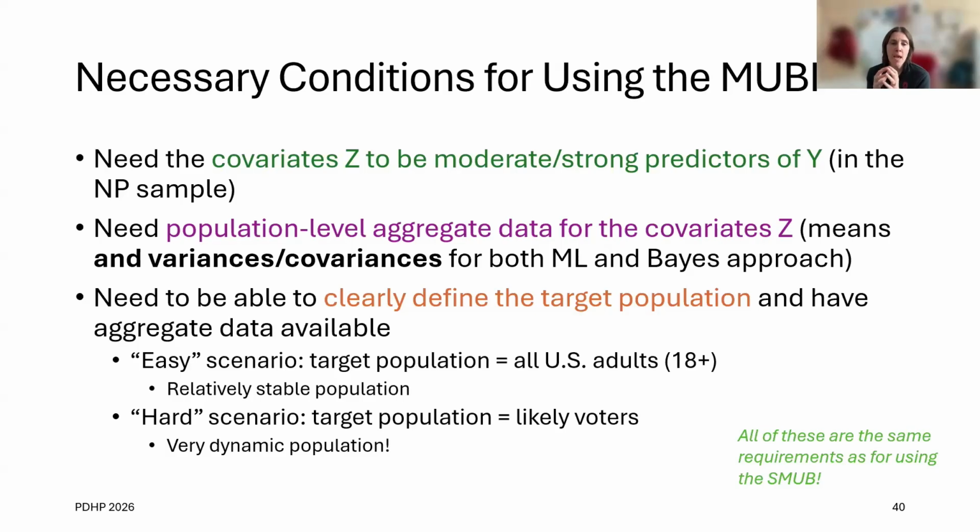And then as with the SMUB, you have to be able to clearly define the target population. And so we're going to show two examples with this binary, one where we have the easy scenario, an easily defined population, all US adults 18 plus, and a much harder situation, a dynamic population of likely voters in a US election, where even obtaining those marginal population level summaries is really challenging and there aren't great data sources.